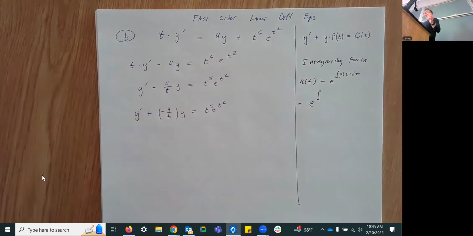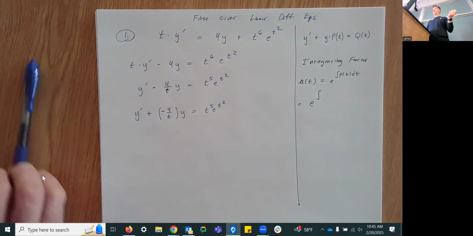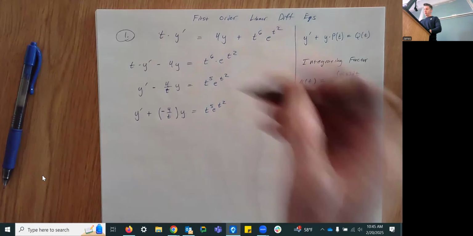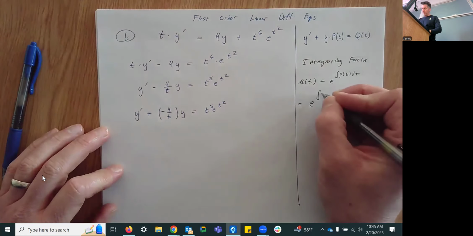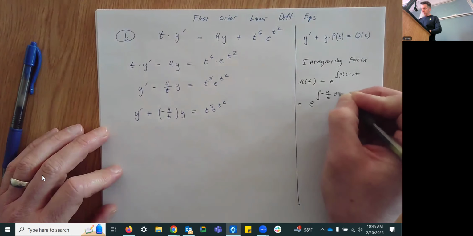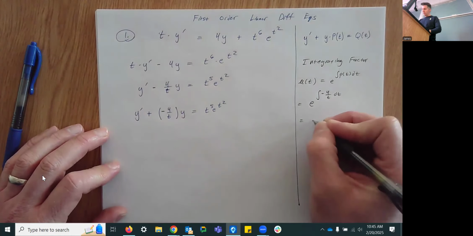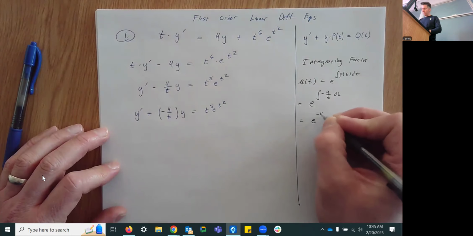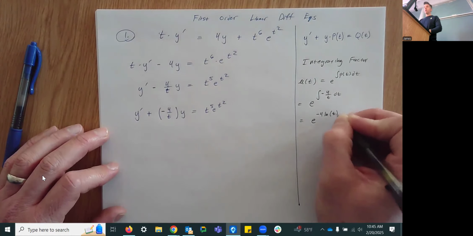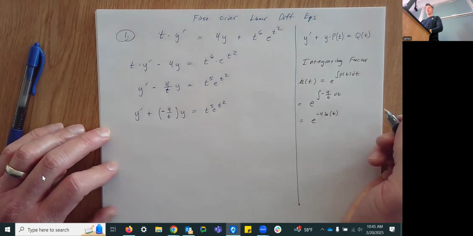It can be really, really easy to miss that minus sign on your p of t, and it's super duper vital that you don't. It really changes what your integrating factor is going to be. So here our integrating factor is going to be e to the integral of negative 4 over t dt, which is equal to e to the negative 4 times the natural log of t. We don't worry about the absolute value here.